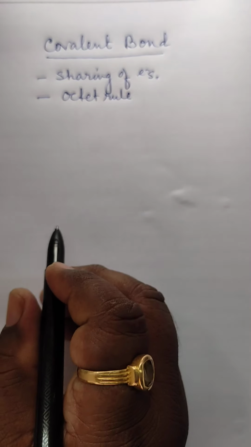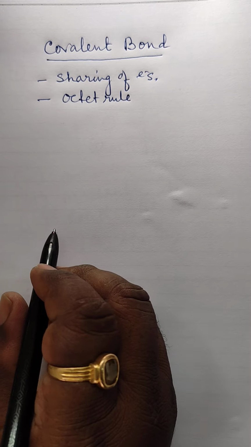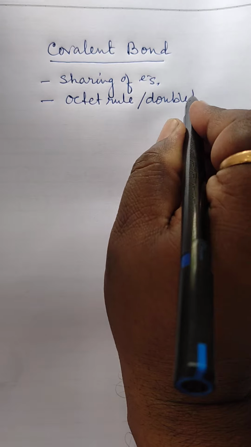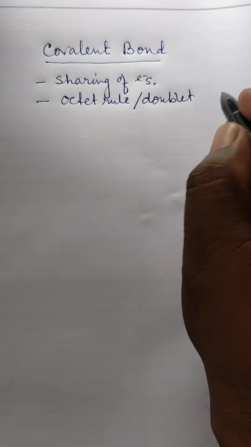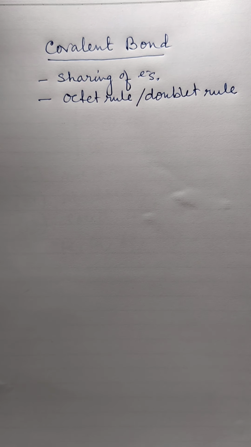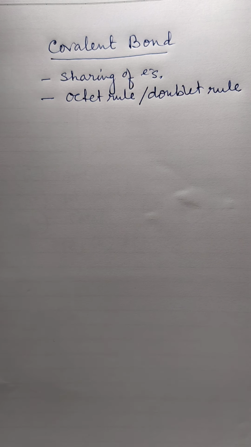What is the meaning of octet rule? That is having 8 electrons in their outermost shell. Either we follow the octet rule or we follow the doublet rule. In the octet rule, an atom should have 8 electrons in its outermost shell. And the doublet rule is restricted to hydrogen, helium and lithium like atoms, where it is stable by having only 2 electrons in the outermost shell. That is called the doublet rule.